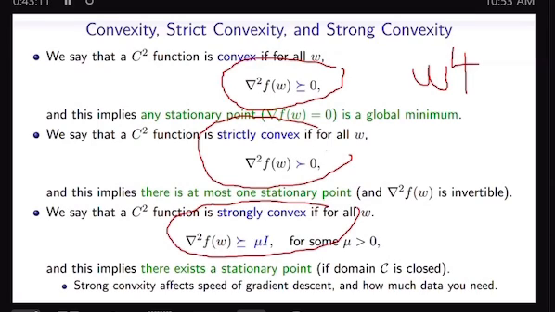Let me tell you this. When a function is strongly convex, it's automatically strictly convex. But when a function is strictly convex, it does not translate to strongly convex. Strong convexity is a stronger restriction on the behavior of the curve. It has to be quadratic everywhere. Now I'm going to show you some examples.